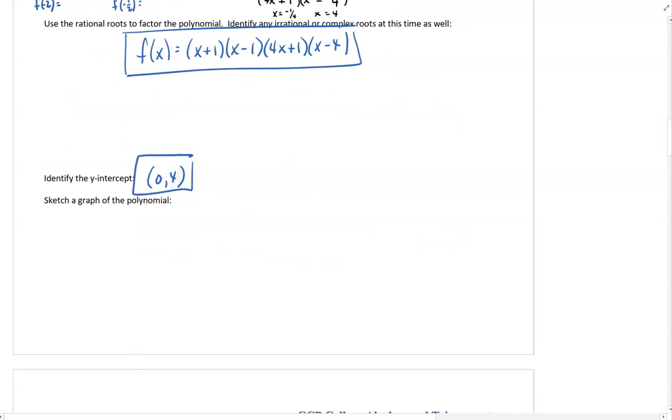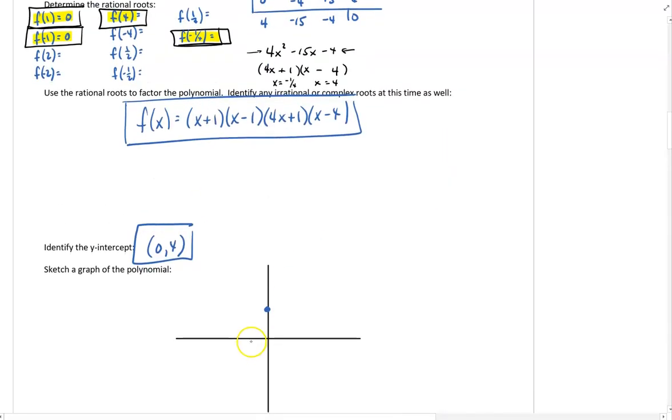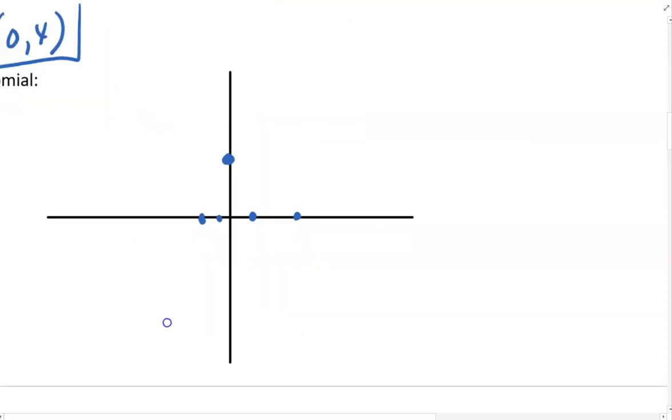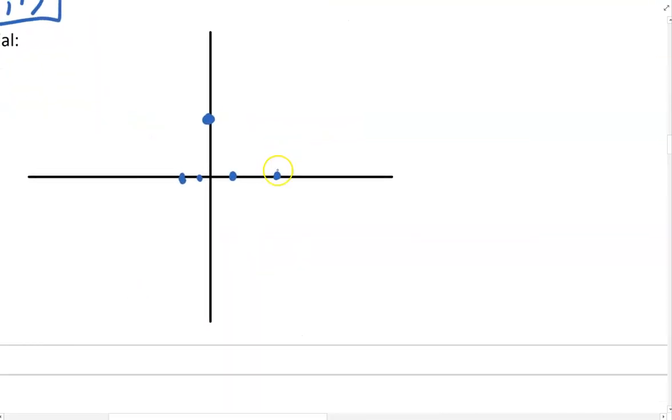And as far as the sketch of the polynomial goes, we have a y-intercept at positive 4, and x-intercepts at positive 1, negative 1, negative 1/4. Ooh, this is getting kind of tight here. Negative 1/4 and positive 4. We have a positive leading coefficient with an even degree, so that means the right tail has to point up and the left tail also points up. And in order to connect these with a smooth and continuous line, it might look something like this.